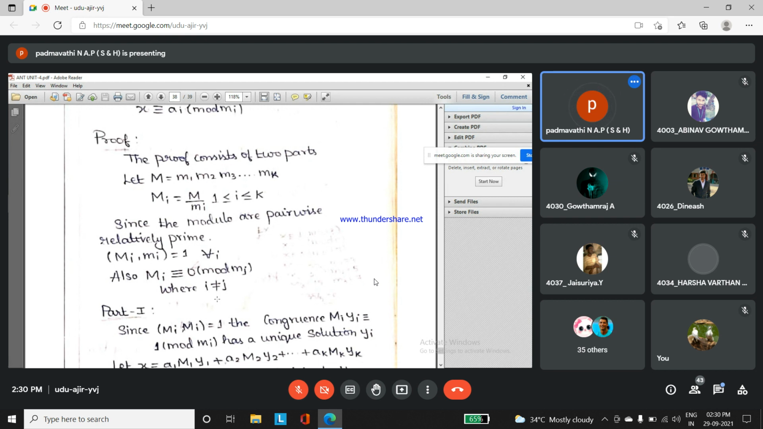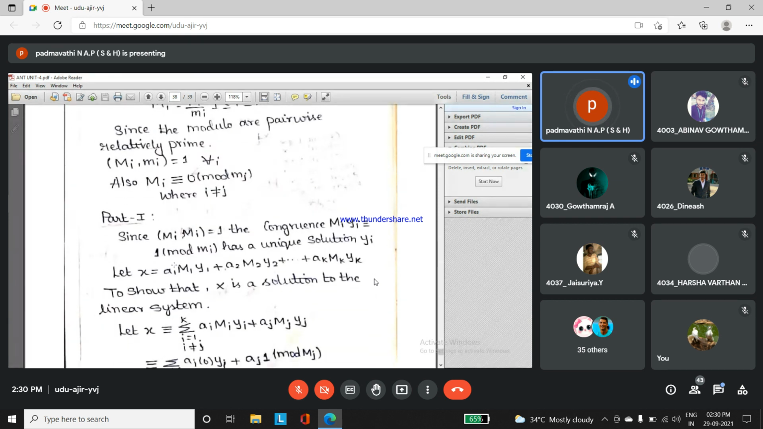Now, part 1. Since gcd(M_i, m_i) is equal to 1, the congruence M_i y_i is congruent to 1 mod m_i has a unique solution y_i. Now consider x equal to a1 M1 y1 plus a2 M2 y2 plus etc., plus ak Mk yk.